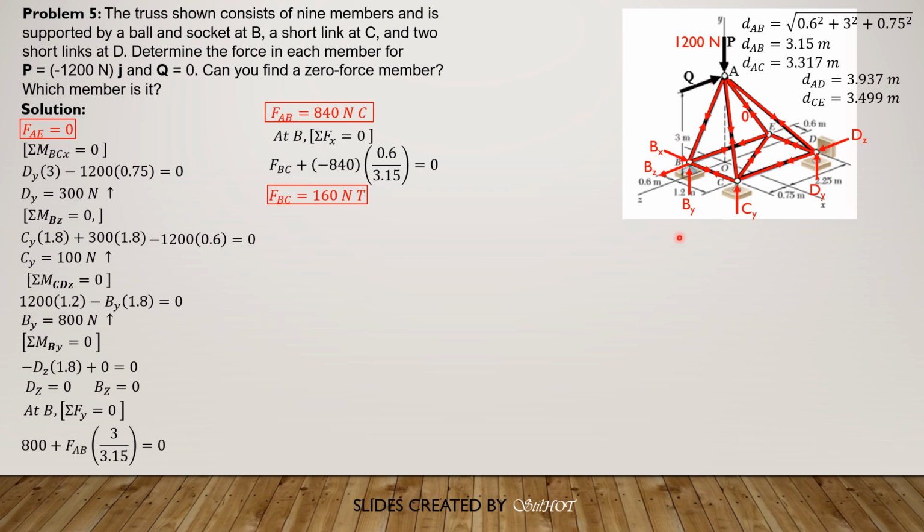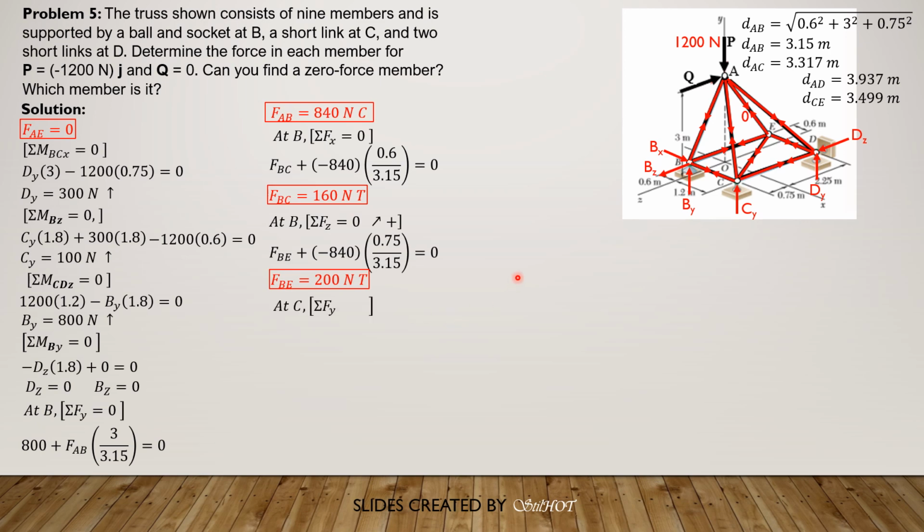Then summation forces along z at b equals 0. Take note that BZ is also 0. So positive in this direction, opposite to the z-axis. So we have FBE plus negative 840 times 0.75 over 3.15, the component of FAB, equals 0. So FBE is tension, 200 newtons tension.